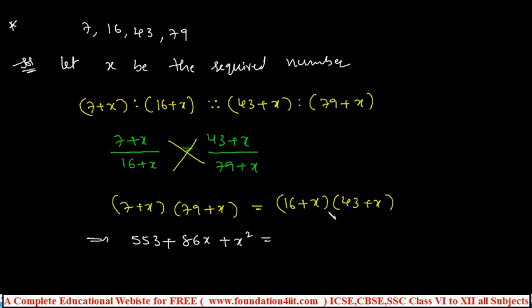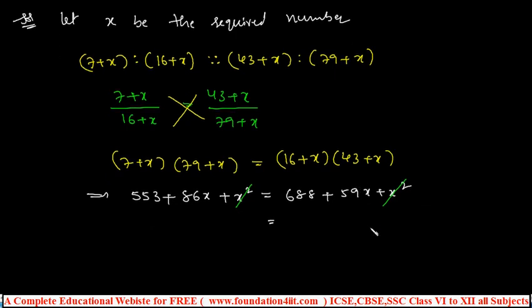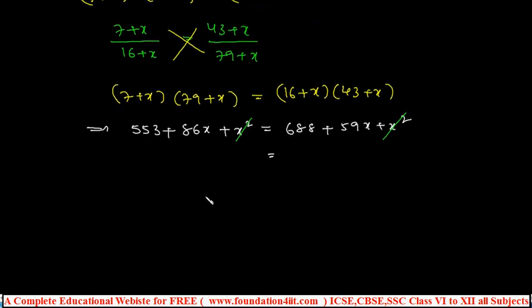Same with 16 plus x into 43 plus x. 16 into 43 is 688, plus 16x plus 43x, so 59x, with normal multiplication, plus x square. Now we can take this from both sides: x square gets cancelled. Next, from this, take the x terms to one side.